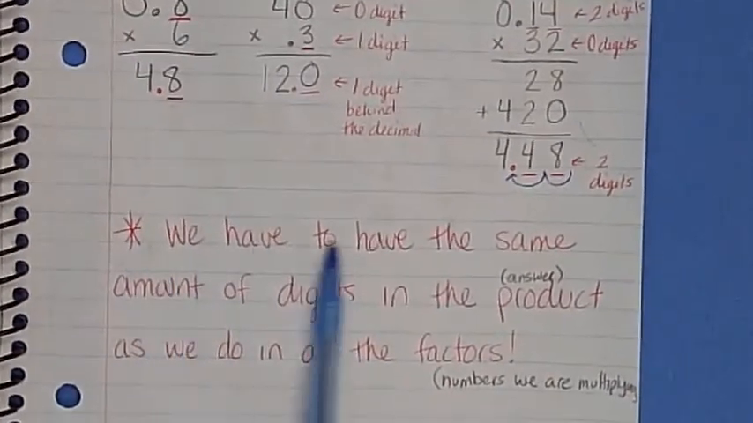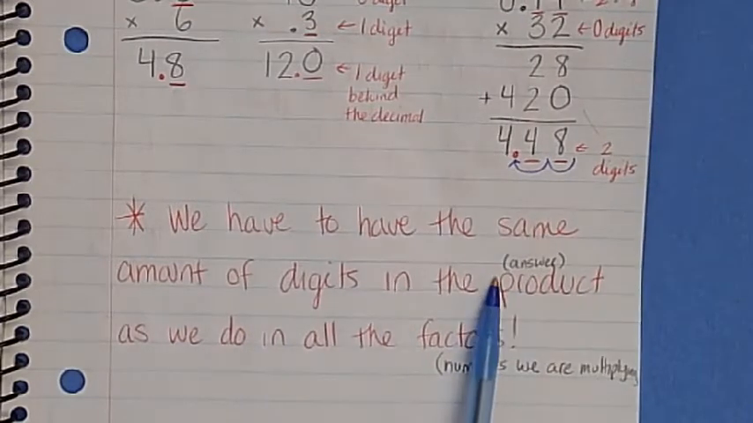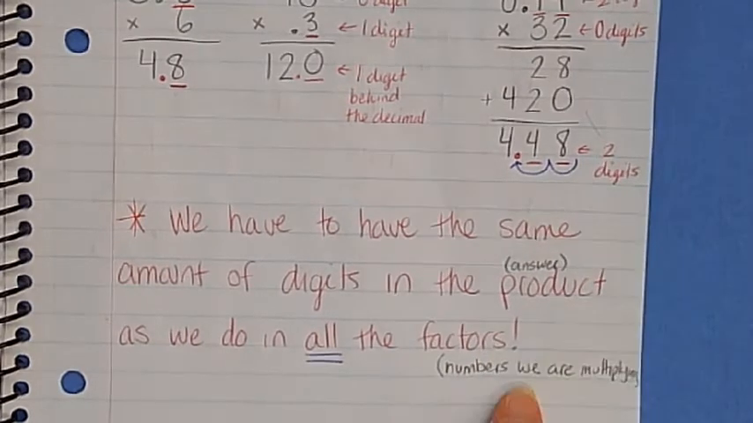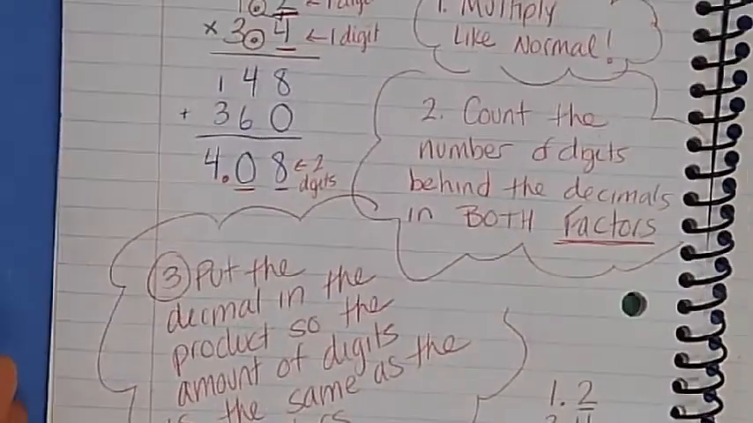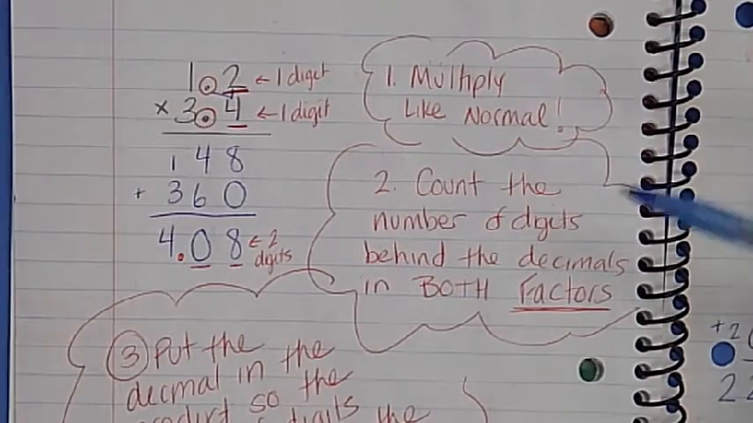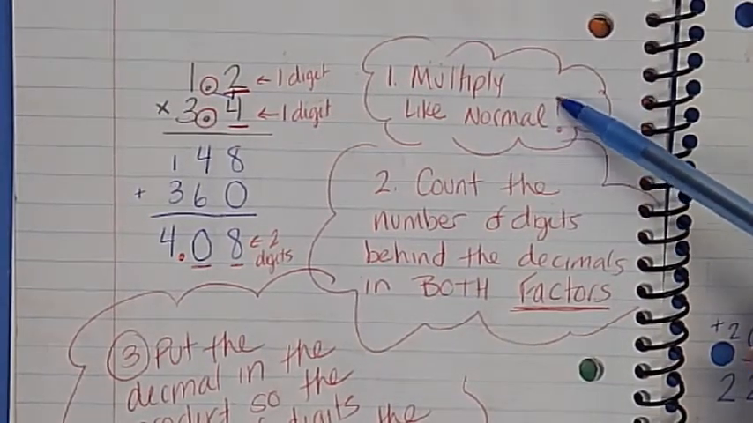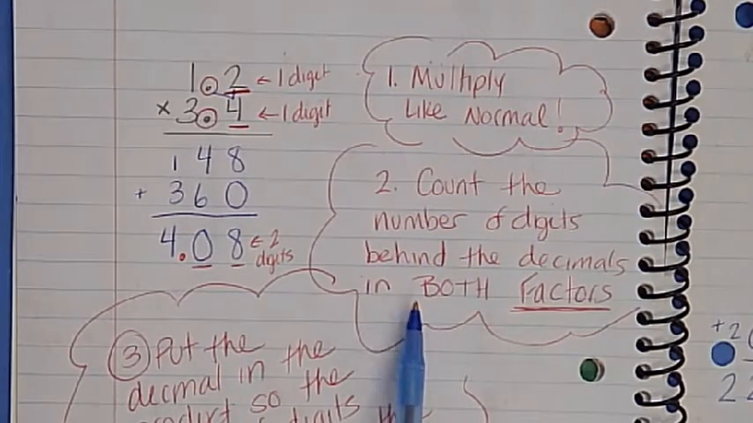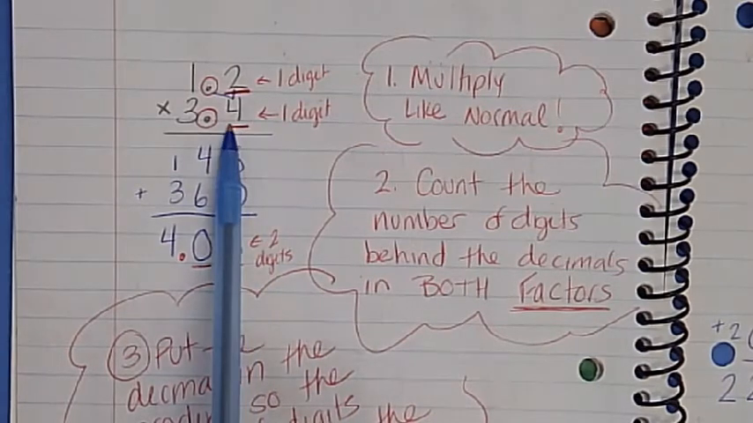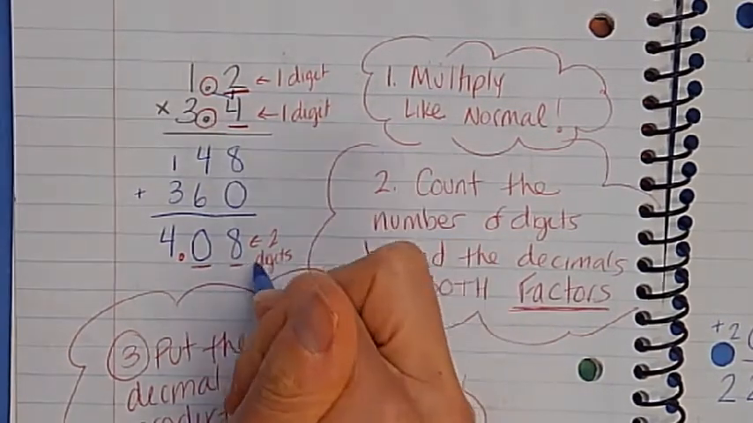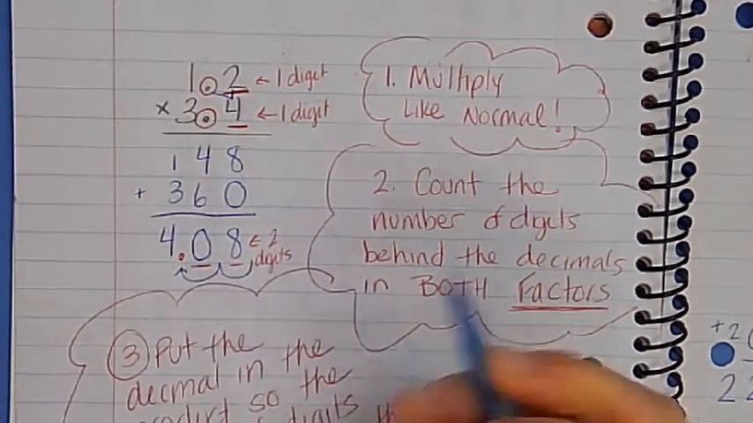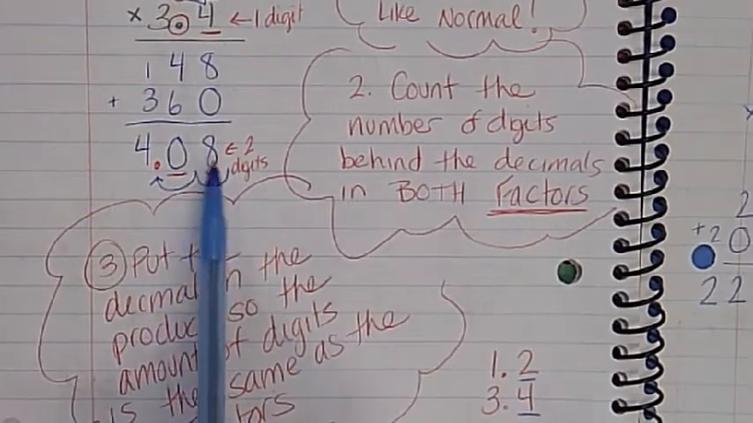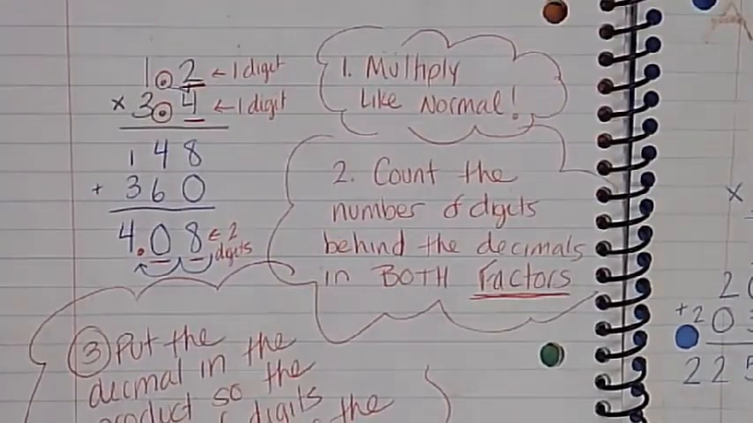We wrote the notes: we have to have the same amount of digits in the product as we do in all the factors. So we count them up in all the factors, which are the numbers that we multiply by. We also talked about the different steps to get us to the answer. So we go ahead and multiply like normal, ignoring the decimal point. Then we're going to count the number of digits behind the decimals in both factors. So this one had 1 digit and this factor had 1 digit. And then we're going to make sure that we have 2 digits in the product. Then we put the decimal point in the product so it has the same amount of digits as the factors. So those were the steps that we worked on today.